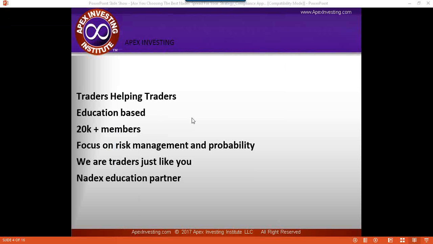Apex and Nadex are two completely different, separate companies. Nadex is an exchange. Apex is an online education company. We're a group of traders helping traders. We've got over 20,000 members. We have indicators, strategies, systems, and live trade rooms, and a lot of our systems focus on risk management and probability. That's why we love the capped risk products of Nadex. And we're a Nadex education partner.